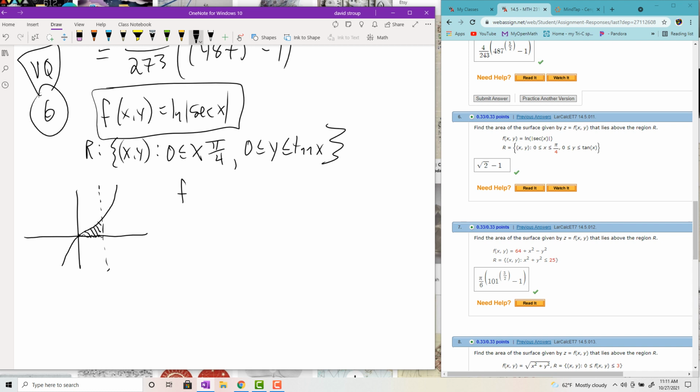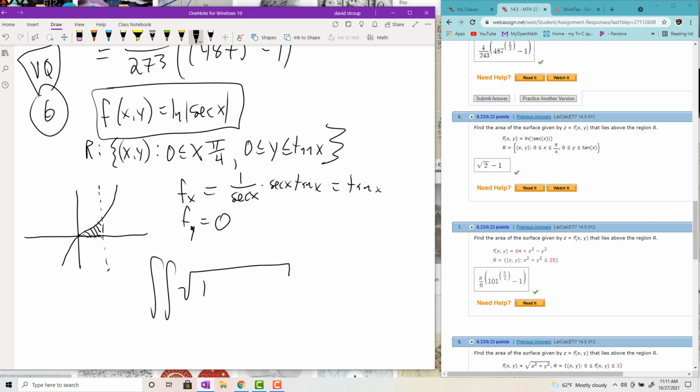Okay, so I need fx. That'll be 1 all over secant x times secant x tan x. So it's just going to be tan x. And then, of course, fy will be 0. So I have the double integral of the square root of 1 plus tan squared x plus 0 squared. And then I'll do, I guess, dx dy, or dy dx should be. Probably dy dx better.